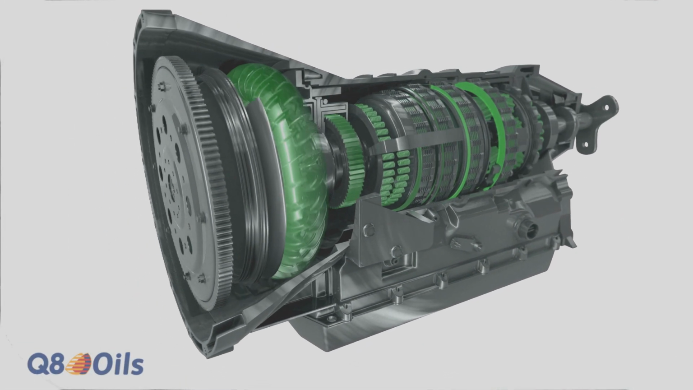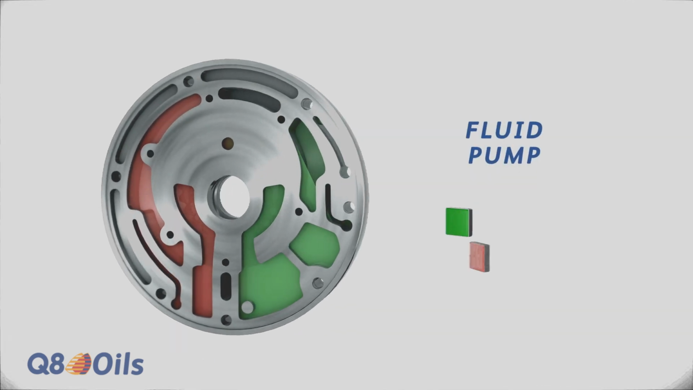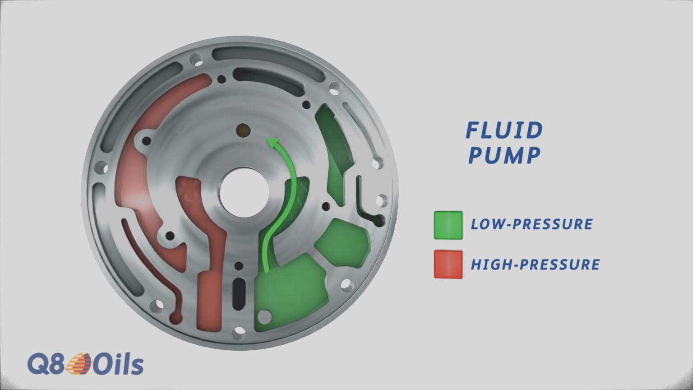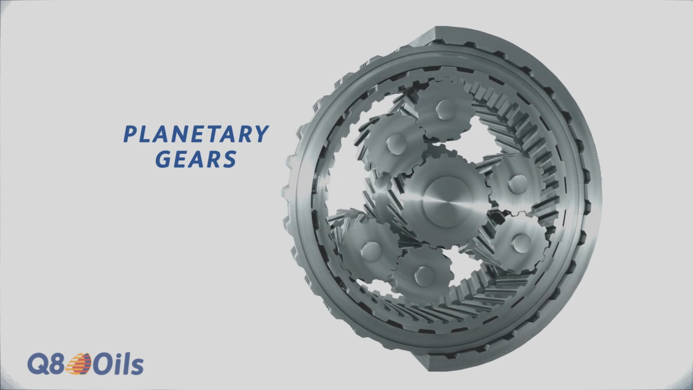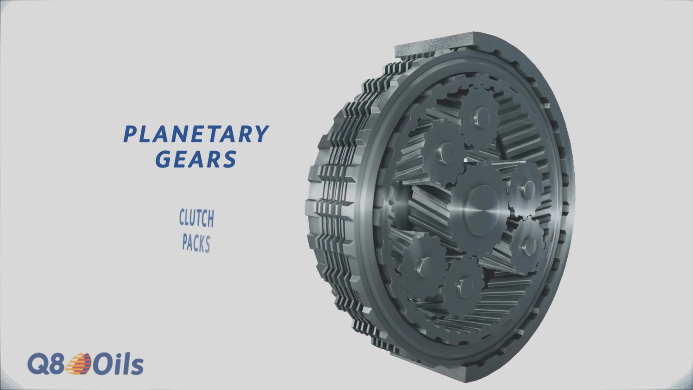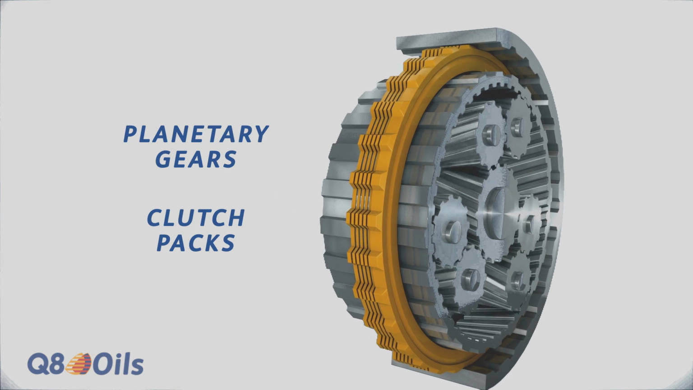There are several main components that make up a step-type transmission. The pump supplies pressurized transmission fluid for many uses throughout the unit. Planetary gear sets provide the chosen gear ratios for the vehicle. Clutches, or clutch packs, engage and disengage the gear sets.